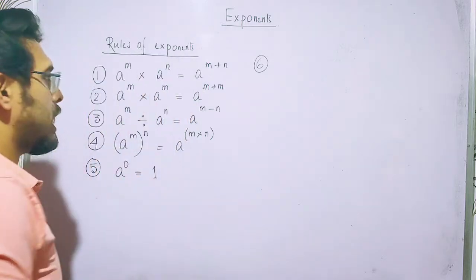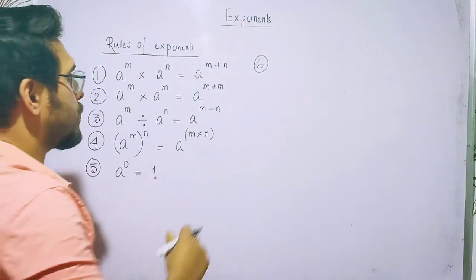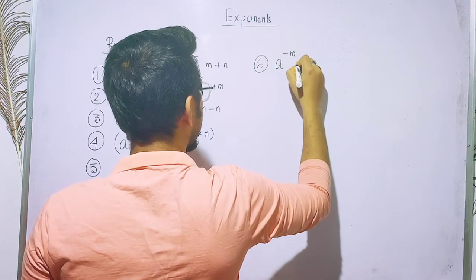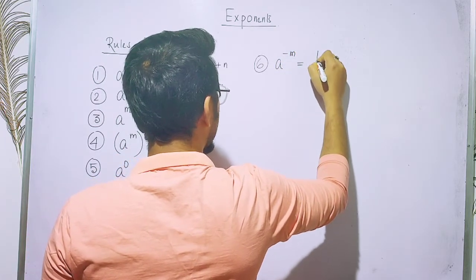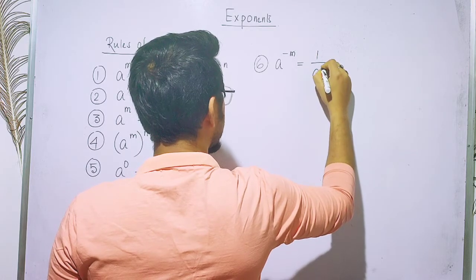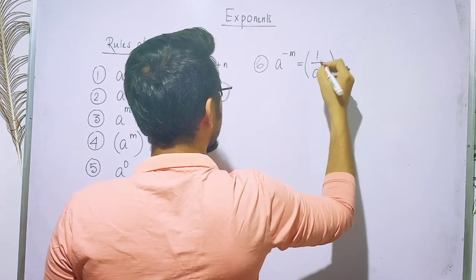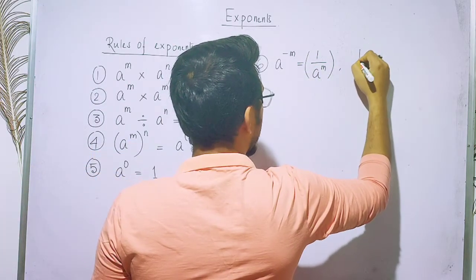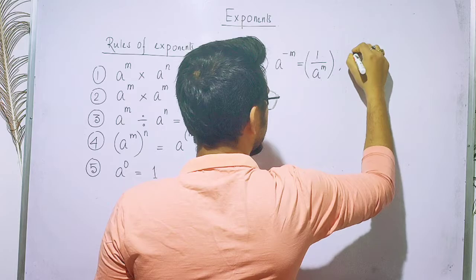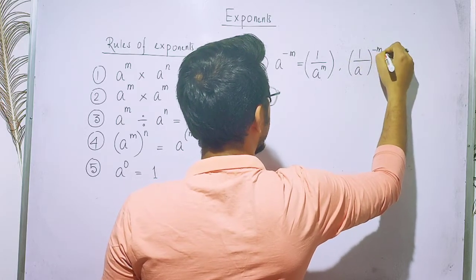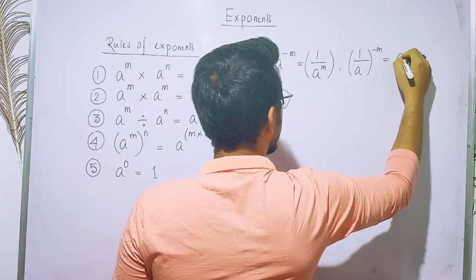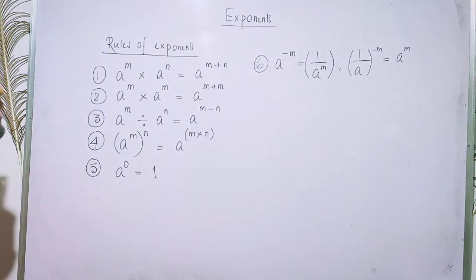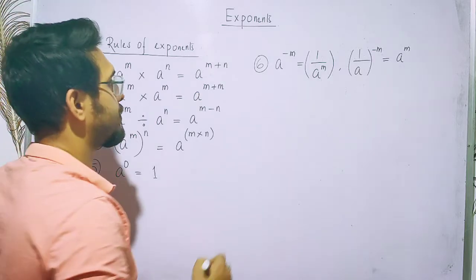Now, if the exponent is a negative exponent, what happens? Let us say a to the power minus m, I'm writing. So this will be the reciprocal of the positive exponent. Okay? You can also write another example. If I say 1 by a to the power of negative m, this is also going to be the reciprocal of the positive exponent. Okay? If this is a negative exponent, it is going to be the reciprocal.